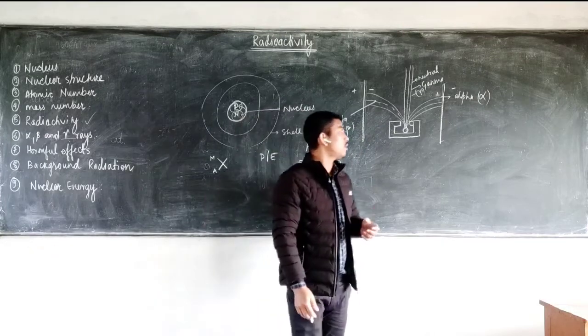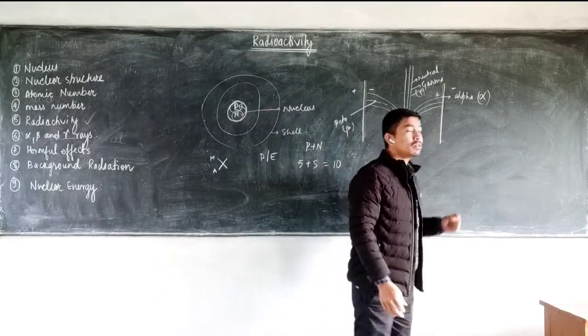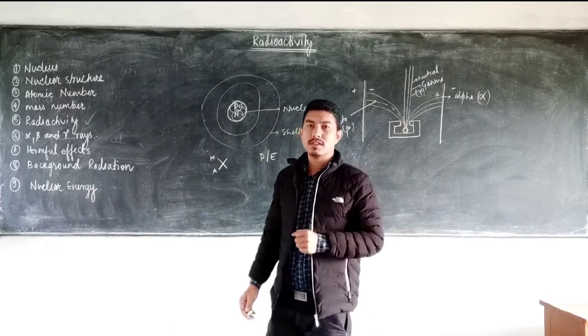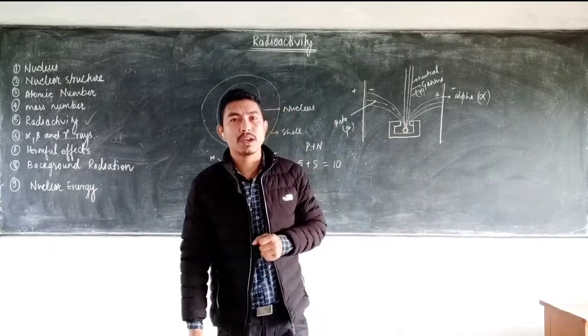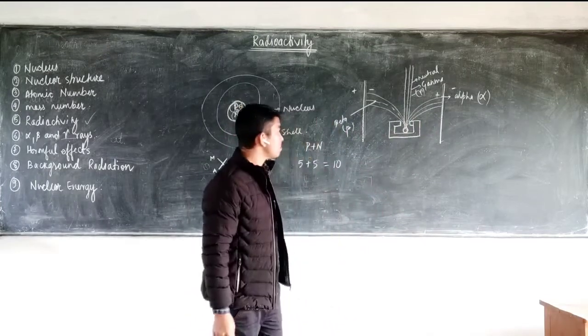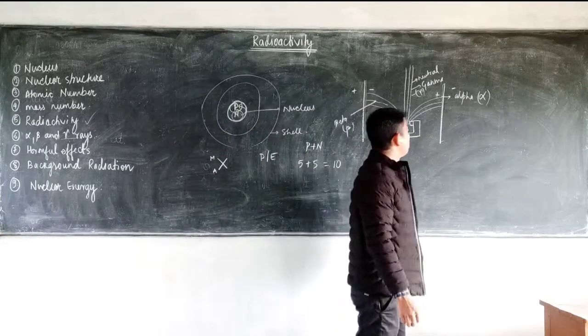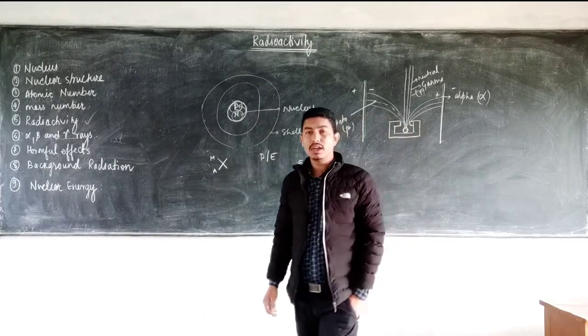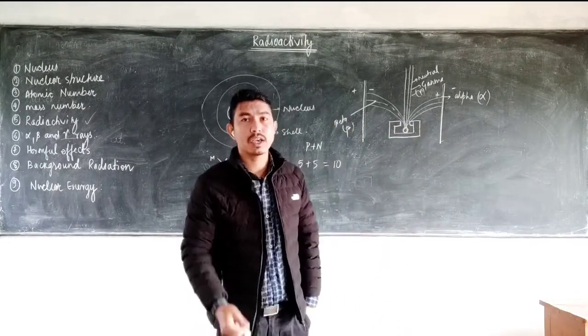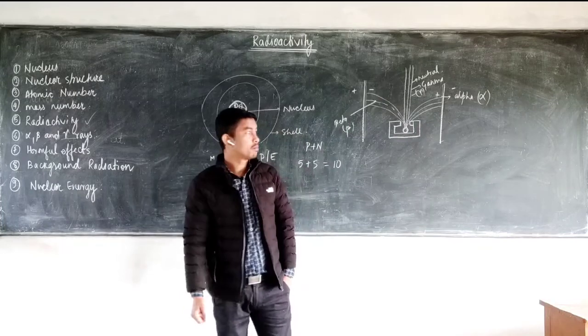Now we know the properties of alpha rays. Alpha rays are positively charged particles, beta is a negatively charged particle, and gamma is a neutral particle. One of the most common characteristics among all of them is that they are electromagnetic waves. That means they can even pass through a vacuum.